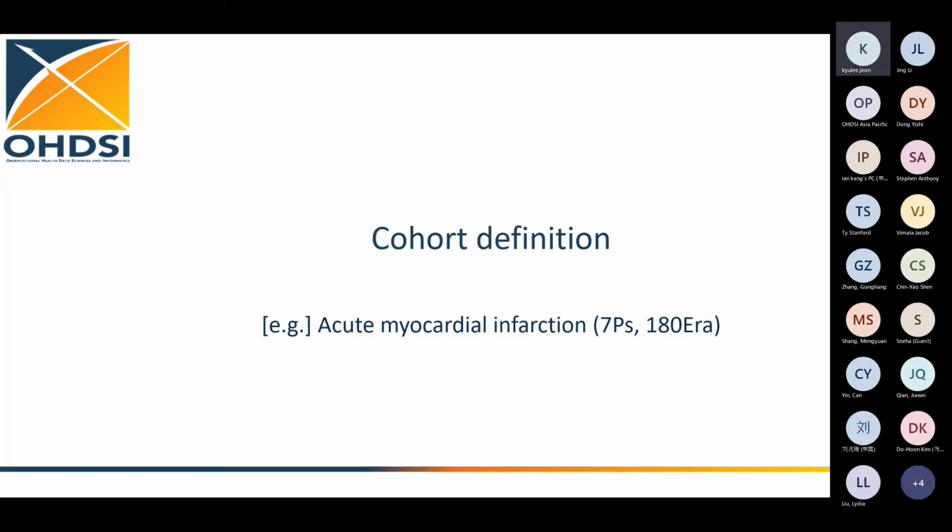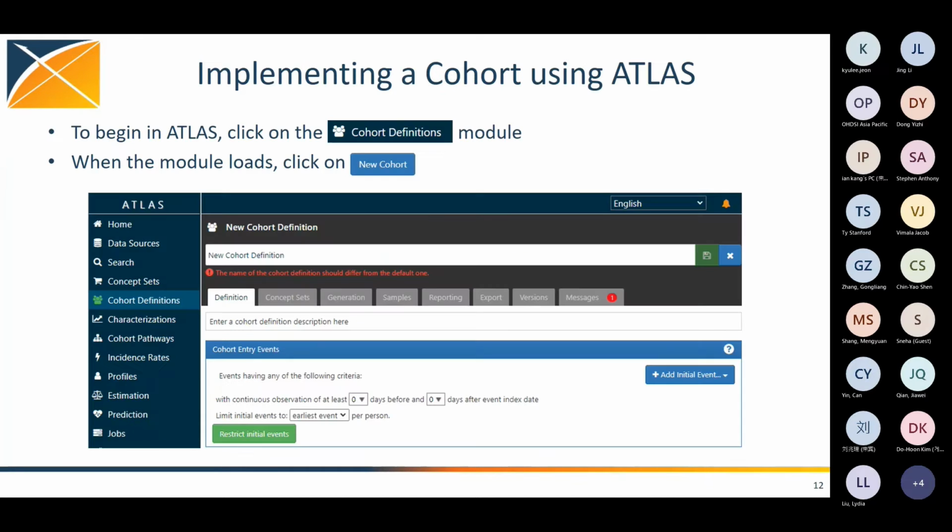Back to our slides, I'll explain cohort definition first, and then I'll show you how to implement it in Atlas. For example, let's create a cohort of acute myocardial infarction, 7 periods, 180 era in the OHDSI phenotype February. When starting in Atlas, click on the module and create new cohort as before. Name it first and save it.